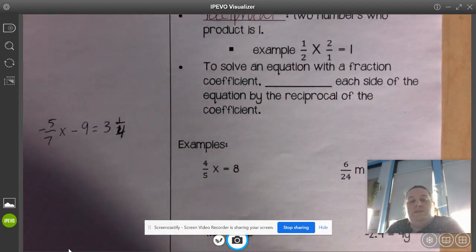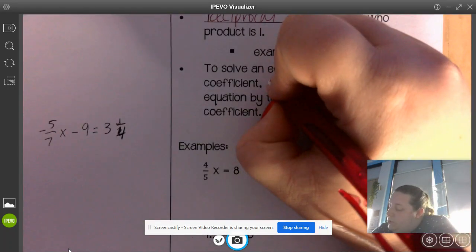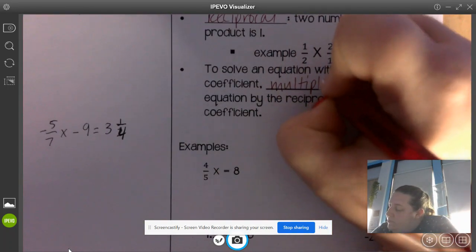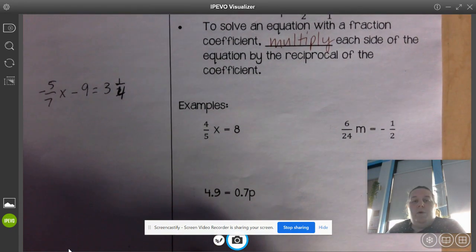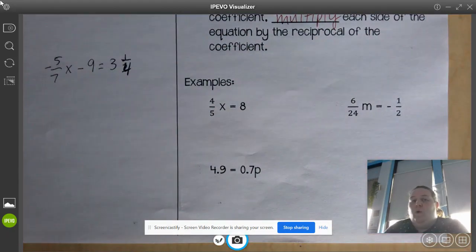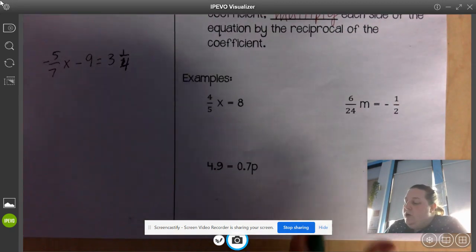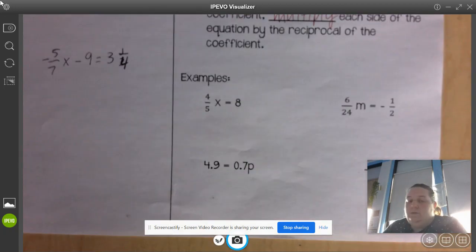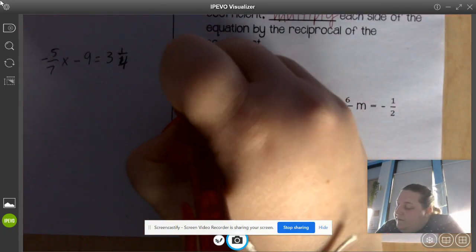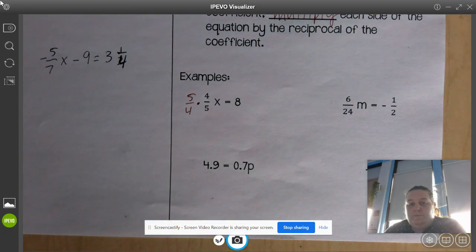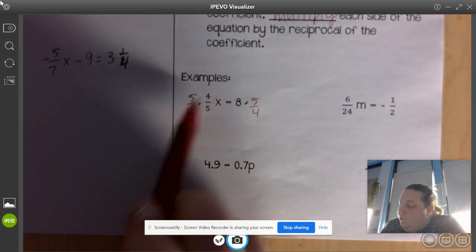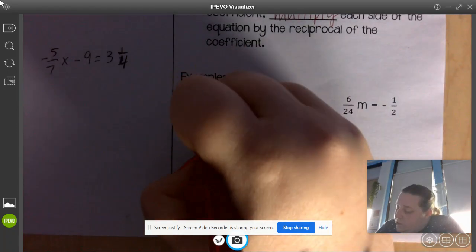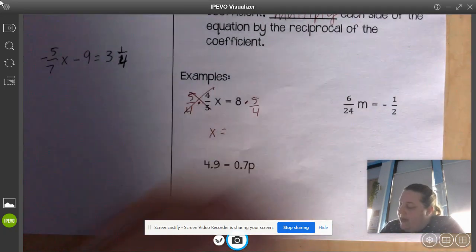So when we're solving equations that have a fraction coefficient, you want to multiply each side of the equation by the reciprocal of the coefficient. We know when we finish solving an equation, we want to be left with 1x or just x. Technically, the coefficient is 1, we just don't typically write it. So, for example, 4/5 x equals 8. To get rid of the 4/5, I'm going to multiply by 5/4. And I know what I do to one side, I do to the other. Now here, that gives me 20 over 20, which is just 1. So these cancel out, leaving me with x.